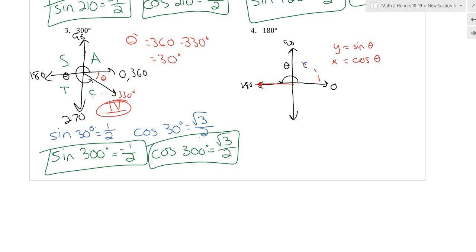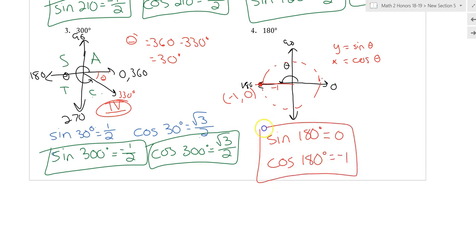Right? We know this is the unit circle. So this distance is 1, and it's -1 because it's going left. So my x value here is -1, my y value is 0. So the sine of 180 degrees is 0, and the cosine of 180 degrees is -1. If it lands right on one of your axes, just know it's always 1 away. So you can use that. There's usually some form of 1 and 0 in there.